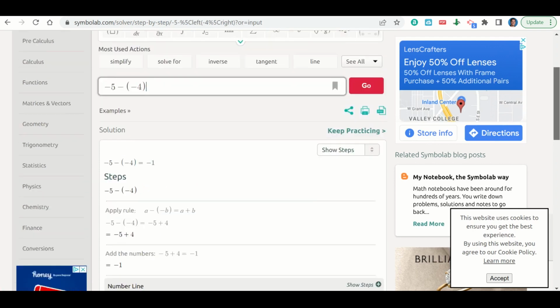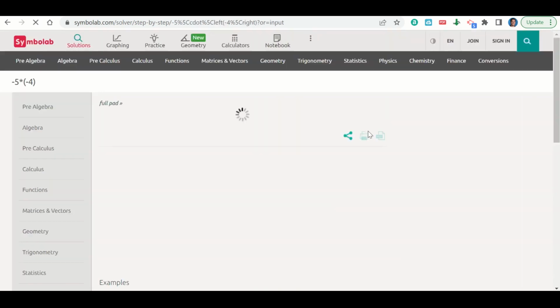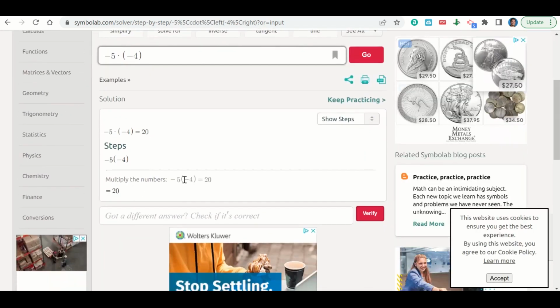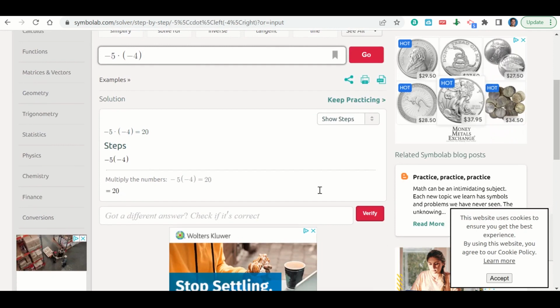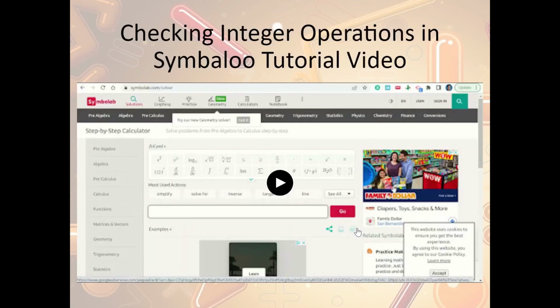So this is one way you can use a resource to check your work once you've already solved. Once you've solved an integer operation, we can always go back and check it. We can do it with any operation. So let's make it -5 times -4. We click go. It shows us here. We multiply them together and we get positive 20. So we can check our work anytime we need to using Symbolab for integer operations.